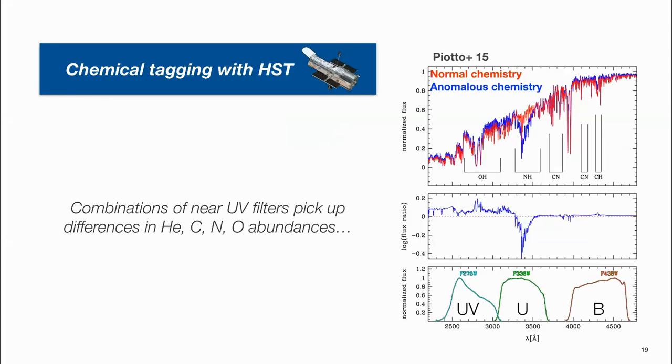Here in the top panel, I'm showing you model spectra of two model stars with globular cluster chemistry, right? One has the normal abundances, which is the red one, and the blue one has the anomalous abundance patterns that we see in globular clusters. In the middle panel, you see the difference between the two, okay? And you can see that these differences are so severe that we can pick them up with some of these photometric filters, like in the UV and the U mostly.